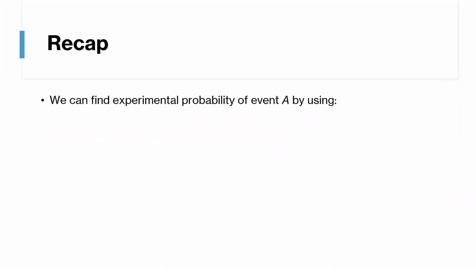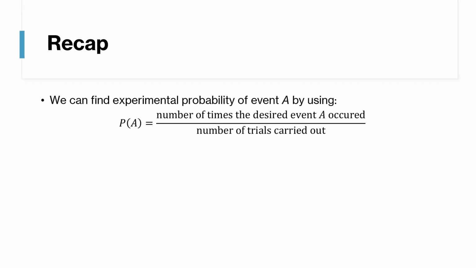So just a quick recap, we know how to find experimental probability. We can find experimental probability by simply counting the number of times that a desired event occurs, and we are essentially comparing that to the number of trials that we actually have.